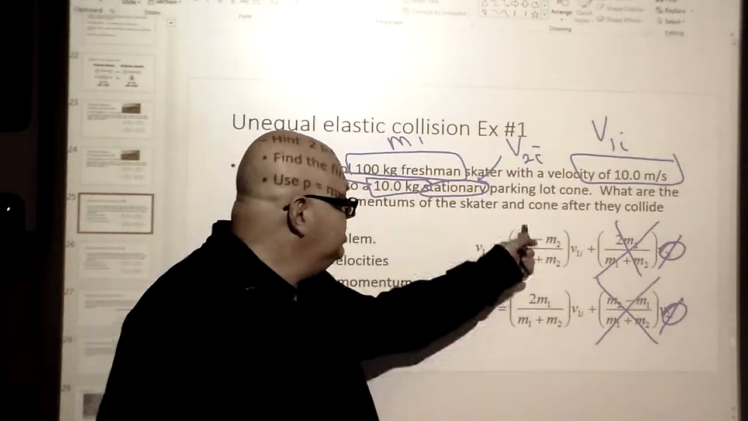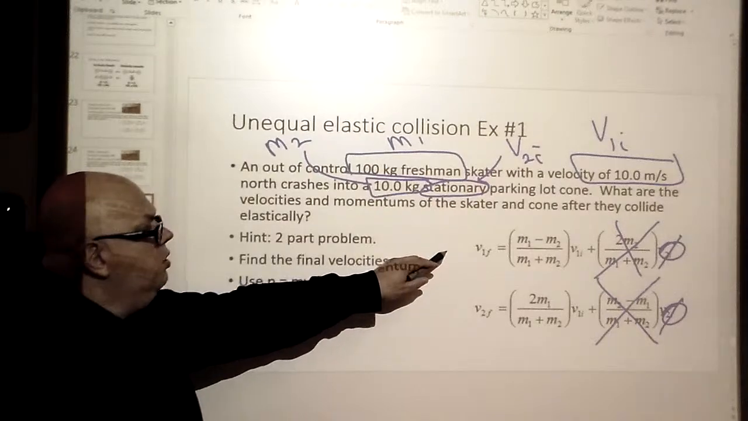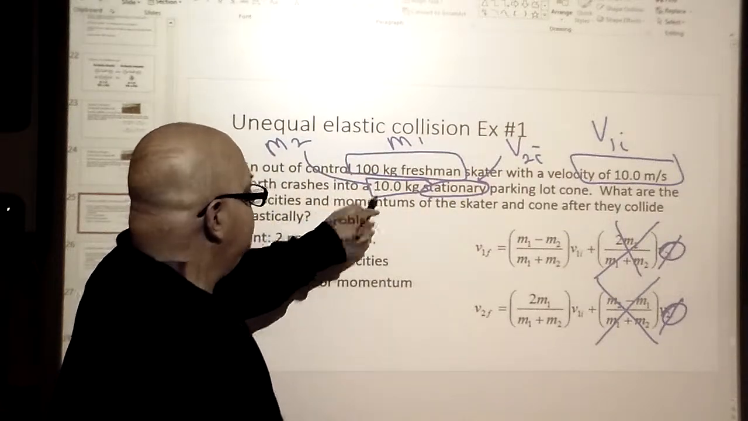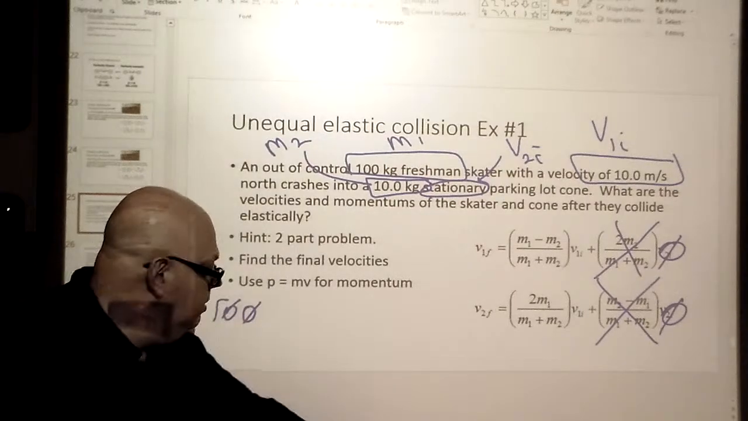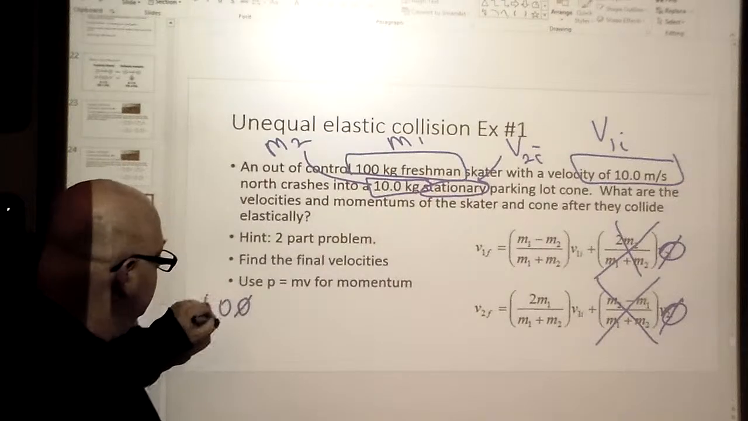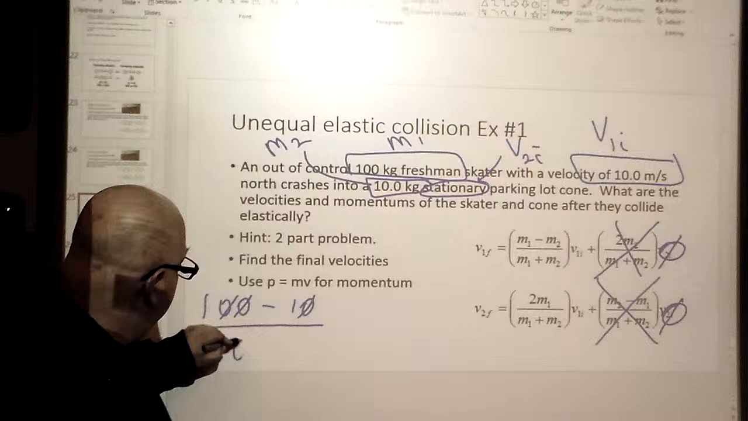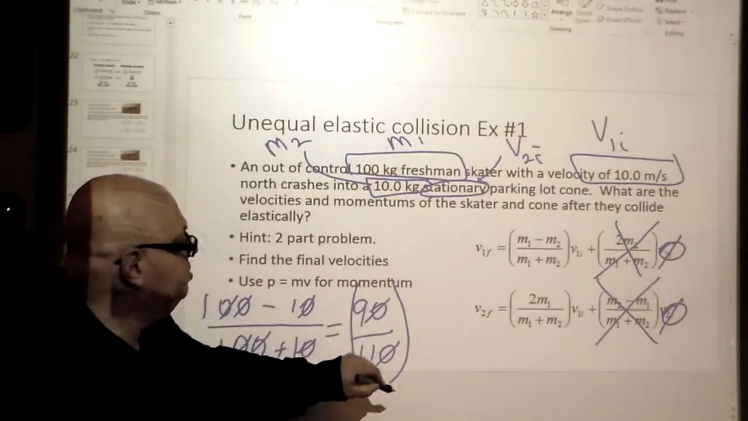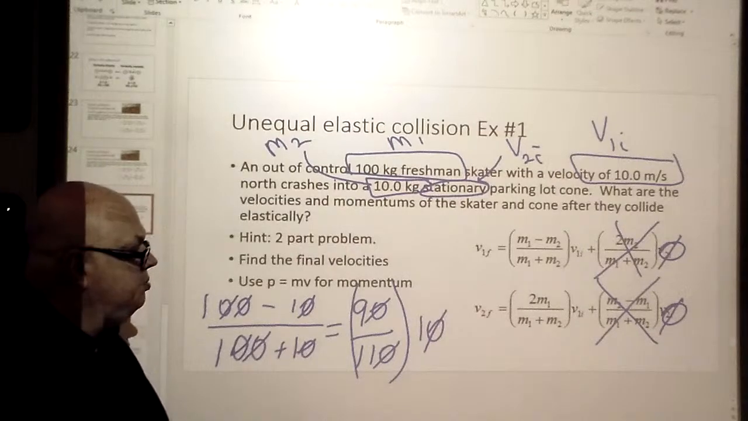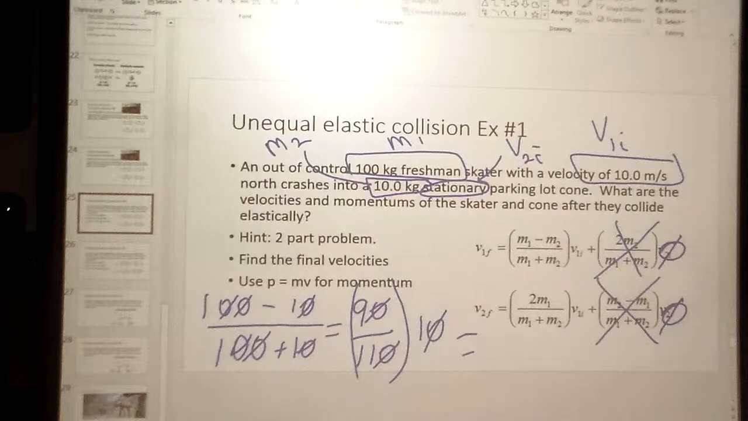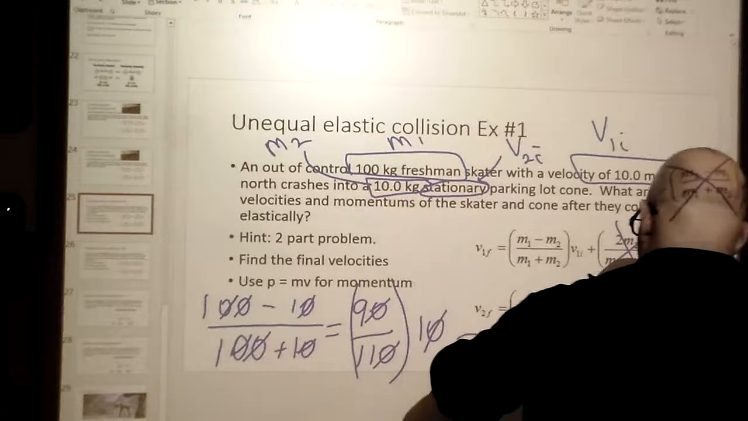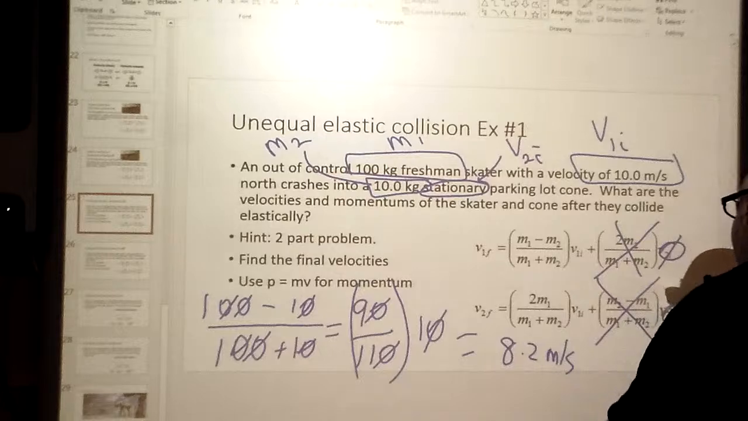Okay, so now let's take a look at these. For this one here, notice mass 1 and mass 2. Unlike the other problem, they are not the same weight. So mass 1 minus mass 2. So that's going to be 100 minus 10 divided by 100 plus 10. That gives us 90 over 110. And we're going to multiply that by 10, because that's the 10 meters per second. So 90 divided by 110 times 10 equals, so I have a final velocity of 8.2 meters per second. This is for the skater.